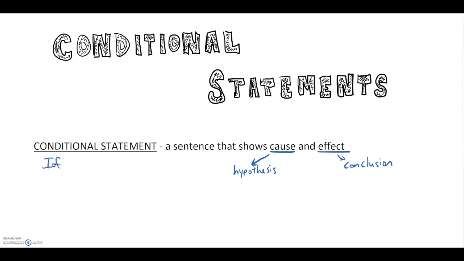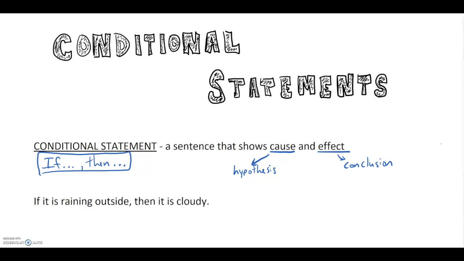So cause and effect become hypothesis and conclusion. And the general structure we use when writing conditional statements is an if-then structure. If one thing, then the other. So for example, if it is raining outside, then it is cloudy. In this example, it is raining outside, that would be our hypothesis, the cause, the starting event. And it is cloudy would be our conclusion, or what happens building off that hypothesis.